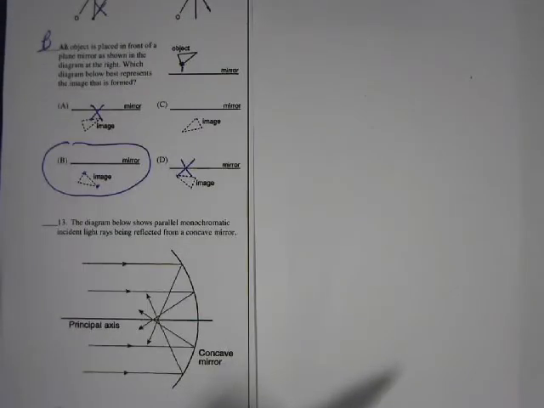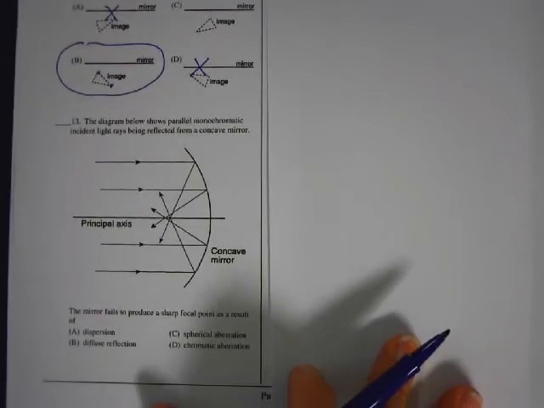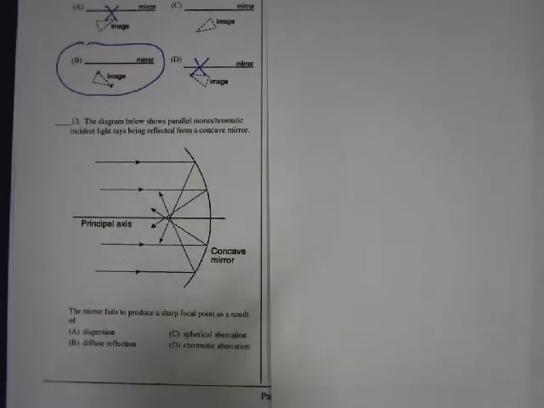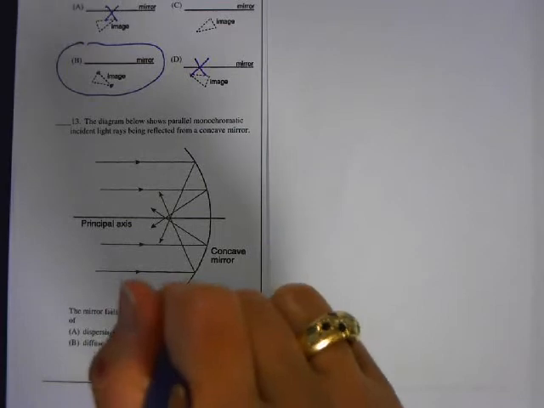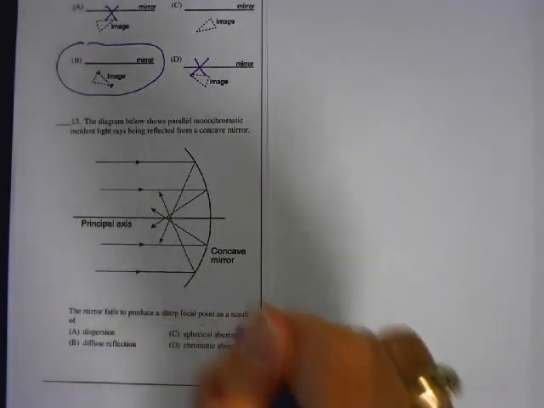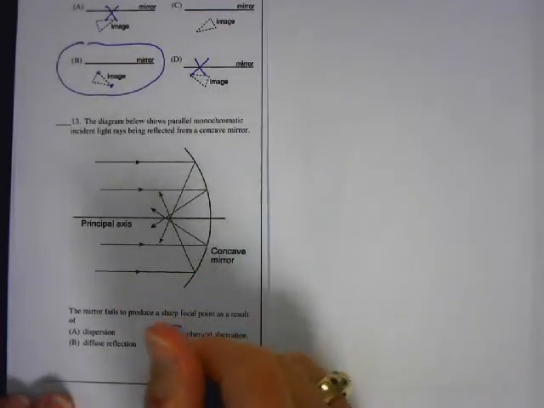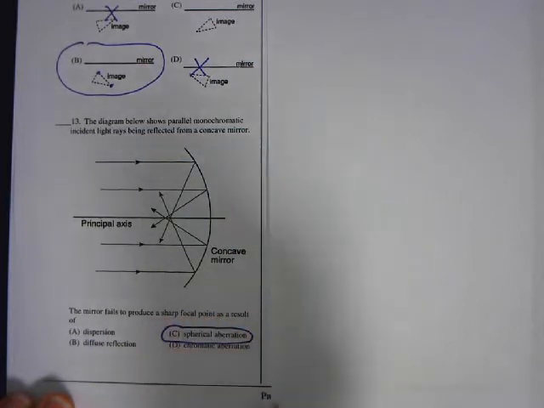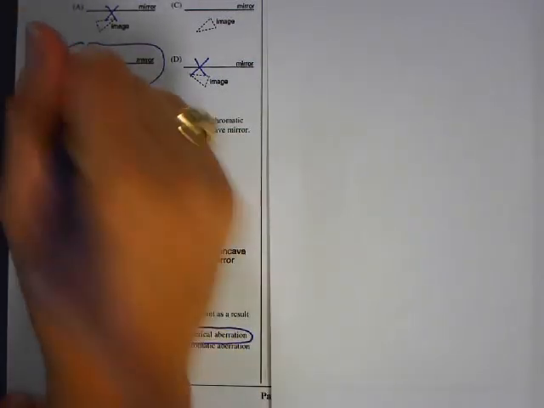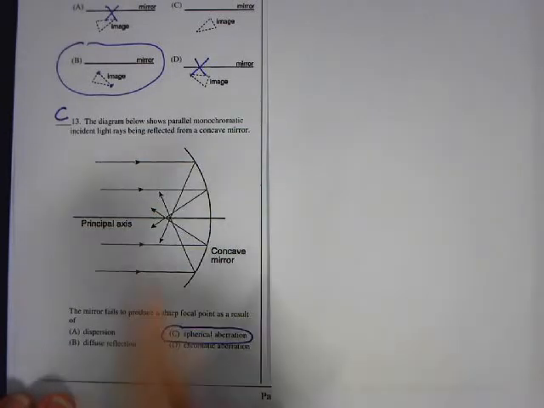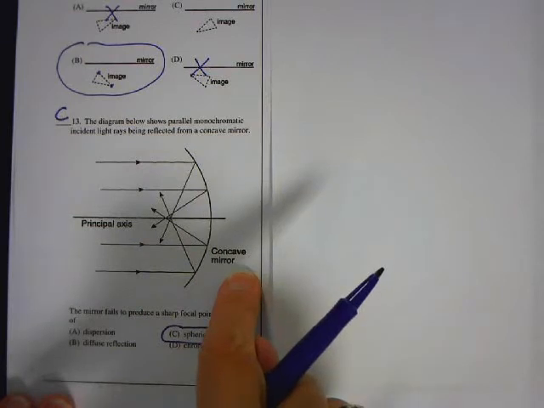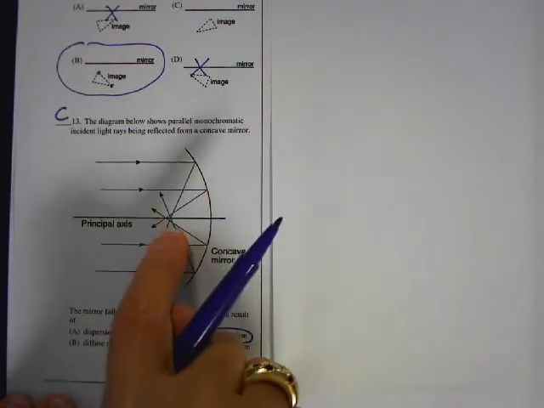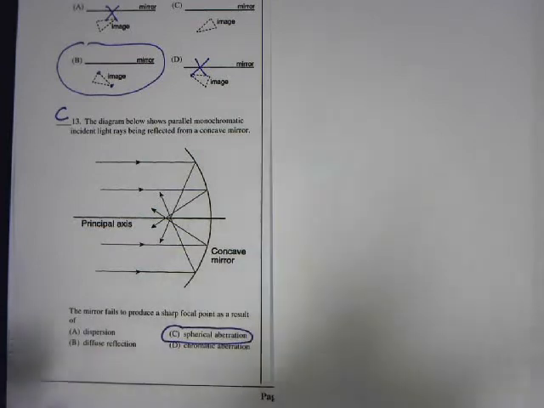Number 13. The diagram below shows parallel monochromatic incident light rays being reflected from a concave mirror. The mirror fails to produce a sharp focal point as a result of, and this again in our notes, the definition of spherical aberration. So we see that as the parallel lines come in, because of the curvature of the mirror, they don't all meet at a point. Okay.